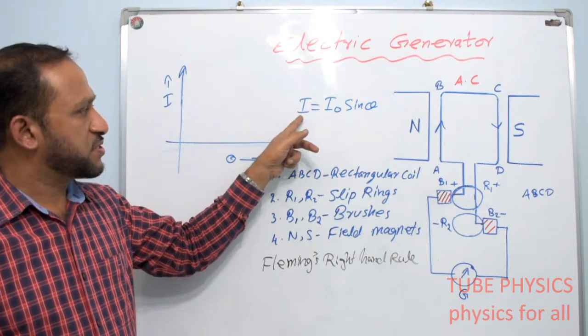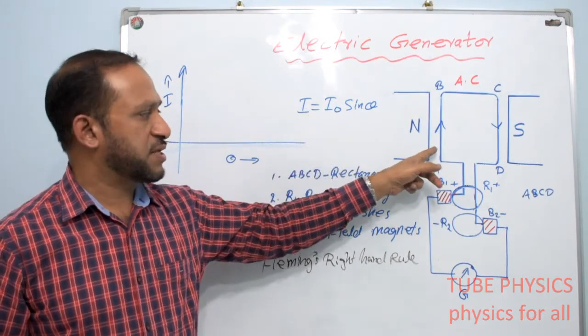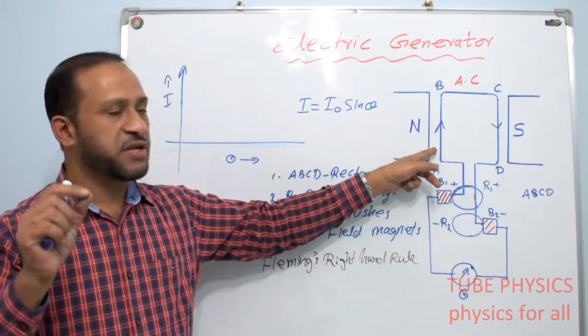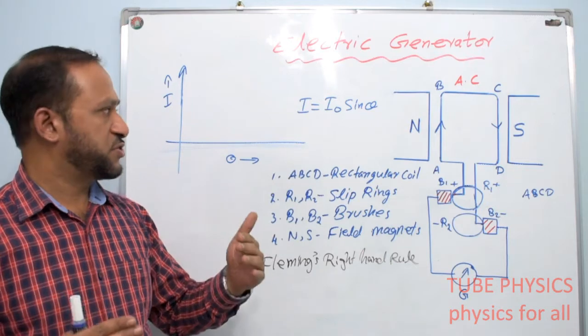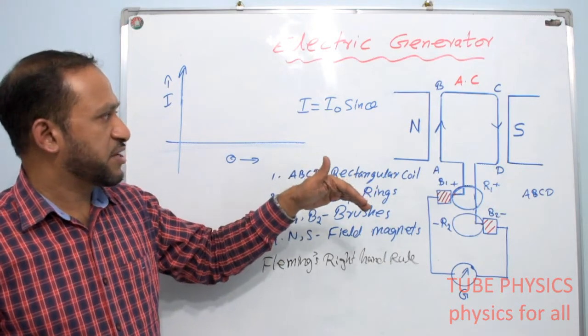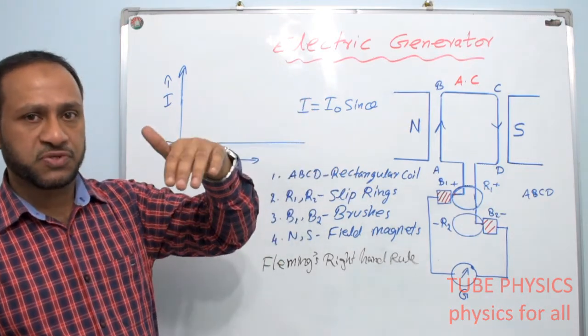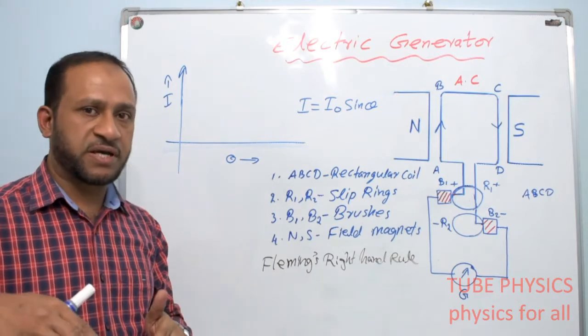Here I represents the current induced in this rectangular coil ABCD at any instant of time. This I is not a constant, it keeps on changing. It can be 0, it can reach a maximum, again come back to 0, and can go to the opposite side maximum.